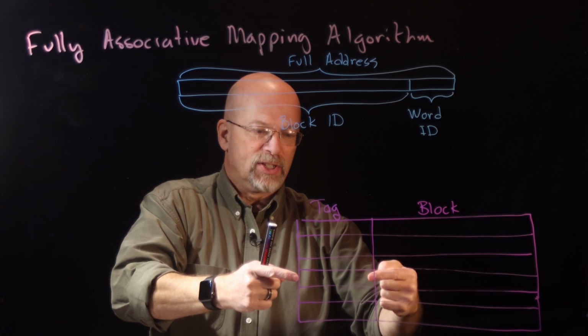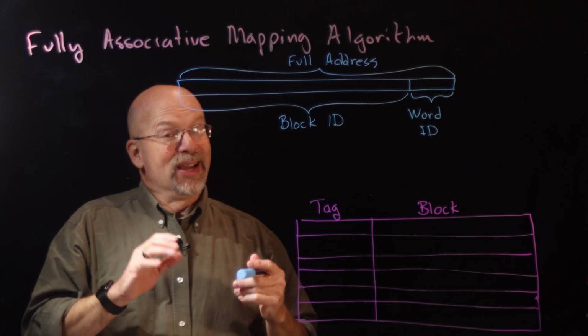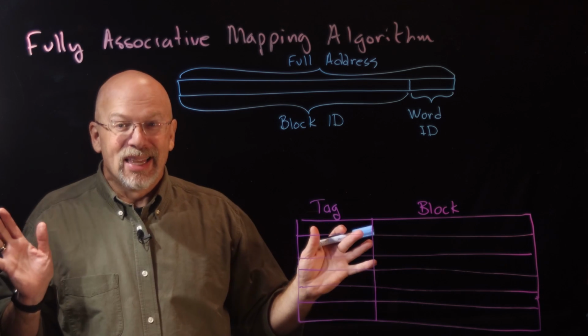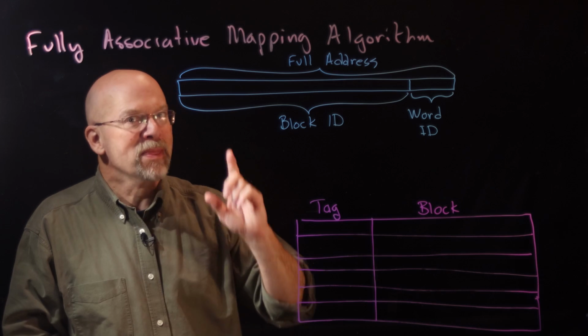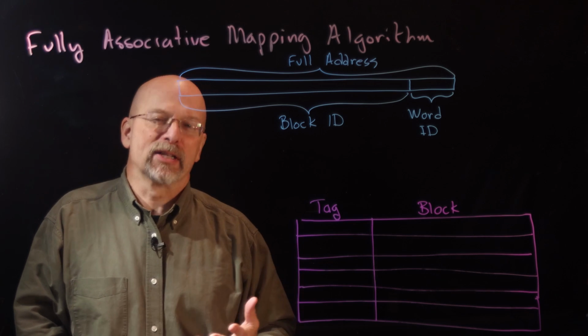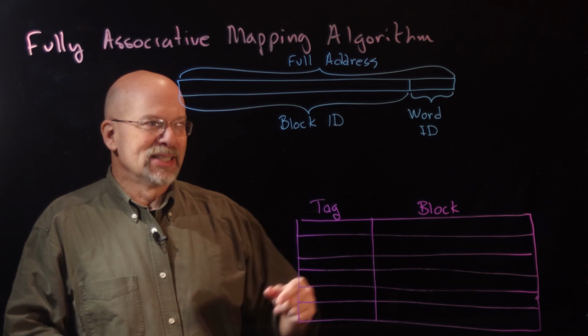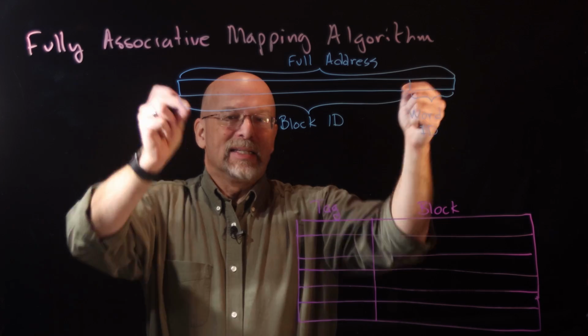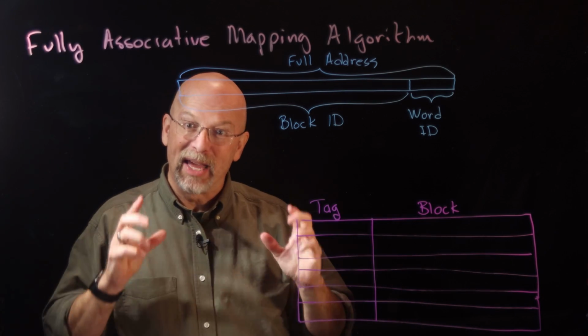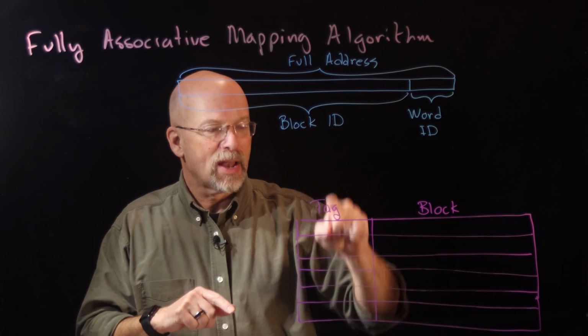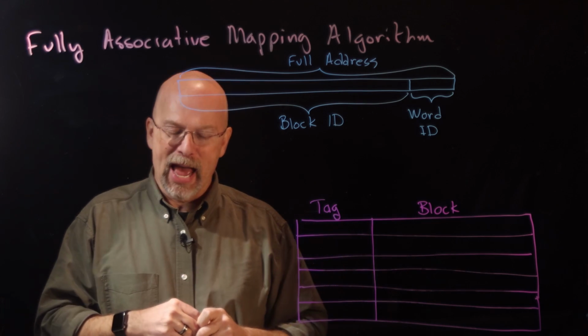compares it to every single one of the tags. Now, it doesn't do this sequentially. It doesn't go through the list one by one by one. That would make the cache incredibly slow. What it does is it takes that block ID and has hardware so that it can do, all at one time, an instant compare of that block ID with all the tags.